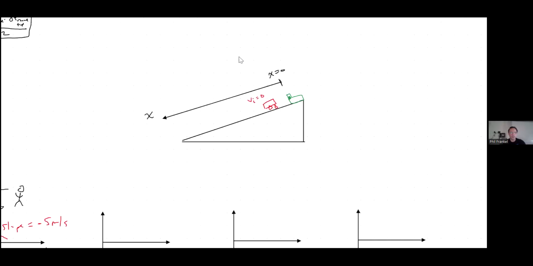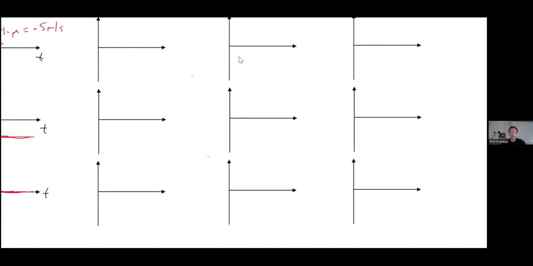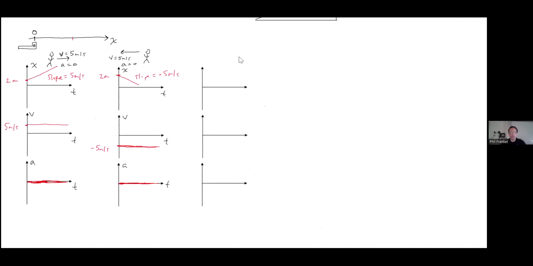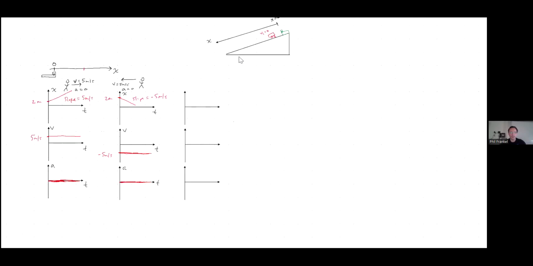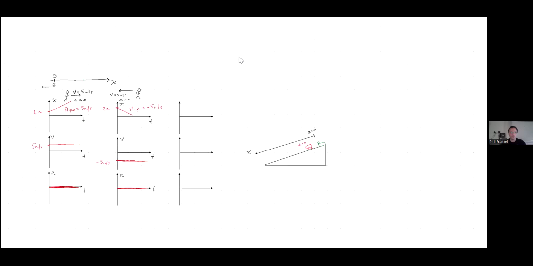I guess I don't need all this extra stuff here, so I'm going to delete this. Okay. And these 3 graphs will be our 3 graphs for the situation in which the cart is rolling down. In fact, I can move this here so we kind of remember what's going on, and I'll zoom back in again.